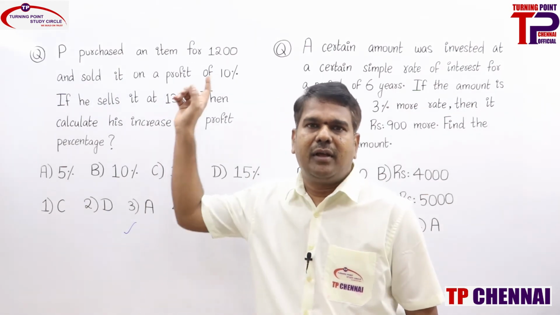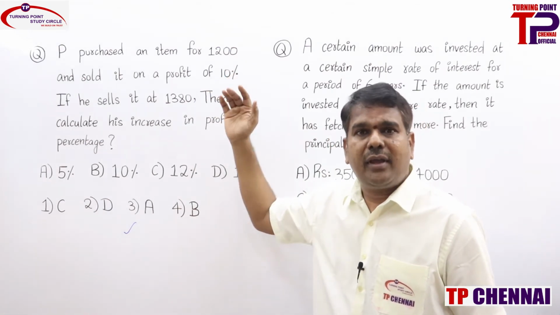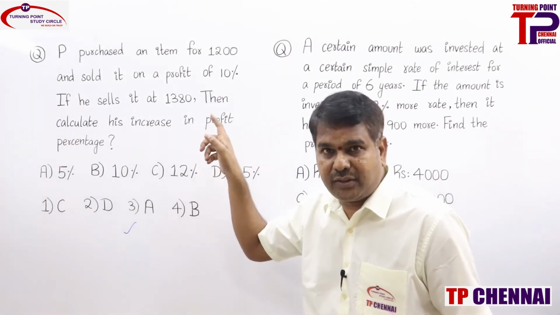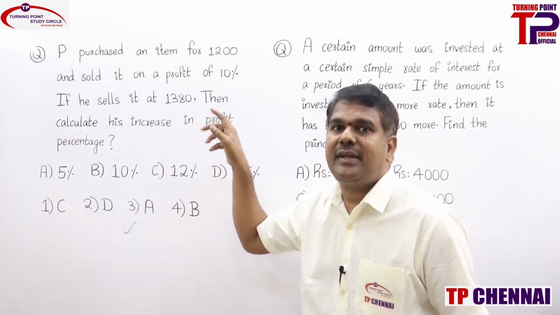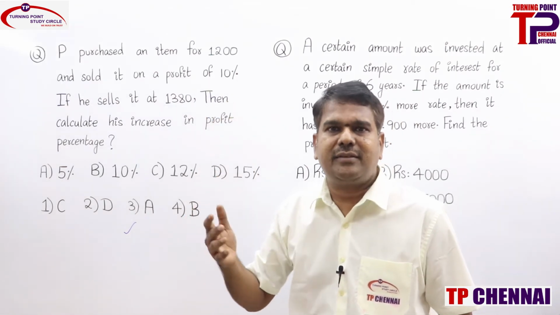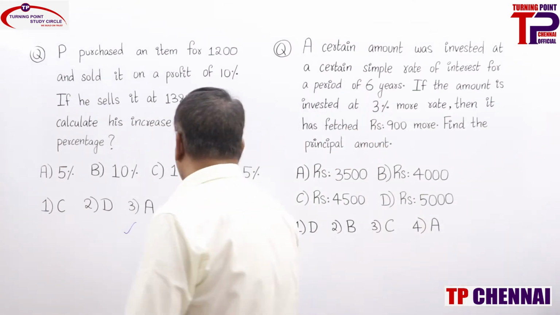It won't take more than that. 1200 plus 10%, that means 120. If you add it, 1320. If he had sold it for 1380, what is the difference? 60. 60 is what percent? 120 is 10%, 60 is 5%. That's it, as simple as that. Clear?